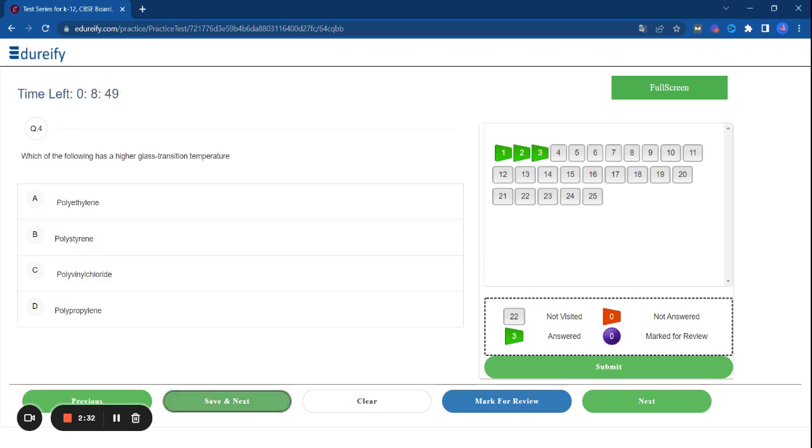Which of the following has a higher glass transition temperature? Polyethylene, polystyrene, polypropylene, polyvinyl chloride. So polystyrene. Fifth question, as the molecular weight increases, the tensile strength of polymers increases, is uncertain, decreases, remains unchanged.